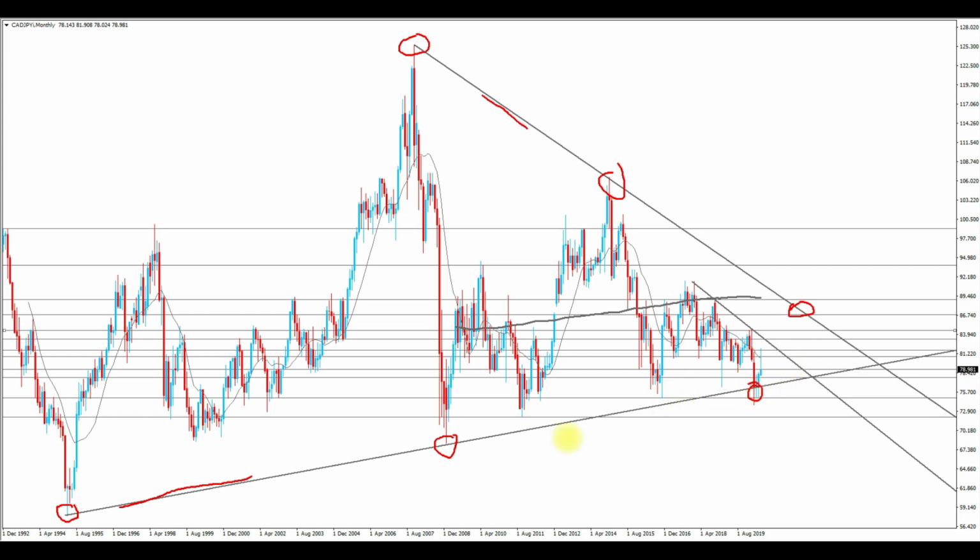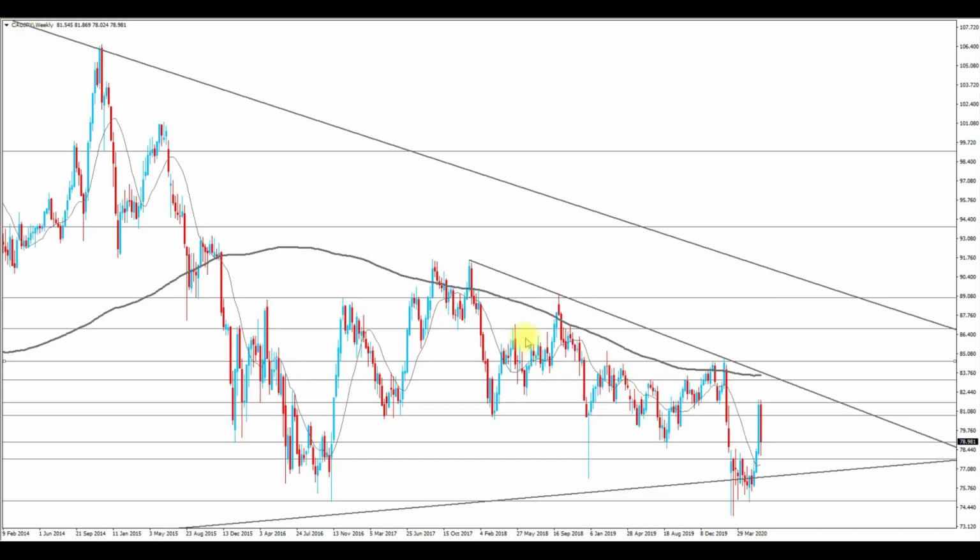And I'm expecting price to respect this trend line and give us a move to this monthly trend line soon. So if we go to the weekly, you can see that we have this weekly trend line, touch here, touch here, touch here, and I'm expecting a move eventually to touch this trend line as well.